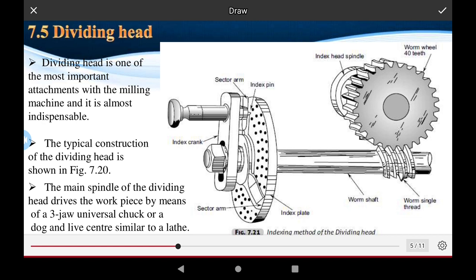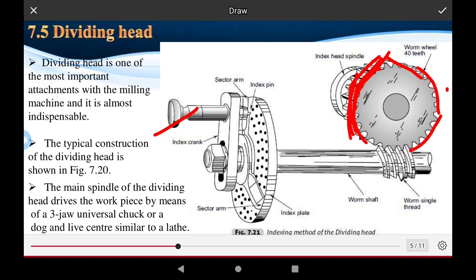This is the main spindle of the machine for the dividing head, drive from the workpiece, okay. This is the drive from the cutters. The teeth of the cutter are for cutting the material on the surface of the workpiece. The head drive for the workpiece means a three universal chuck, okay, or a dog and live center.